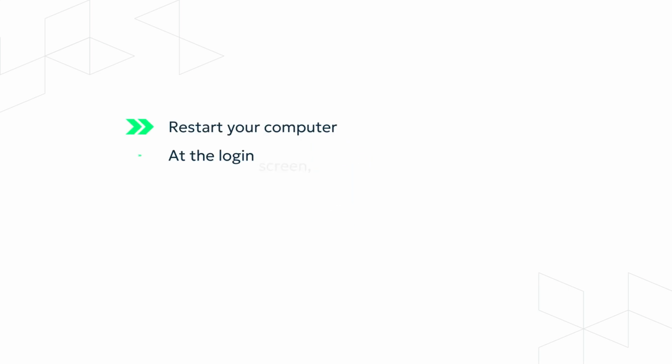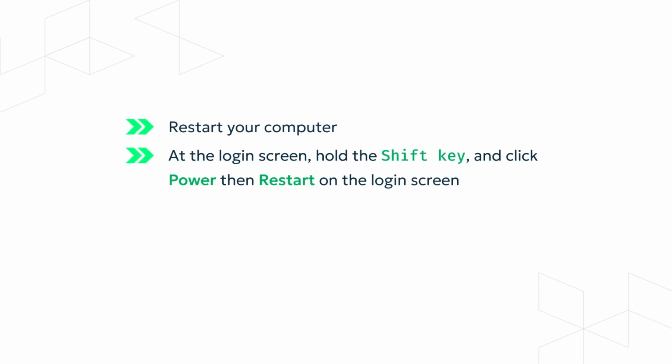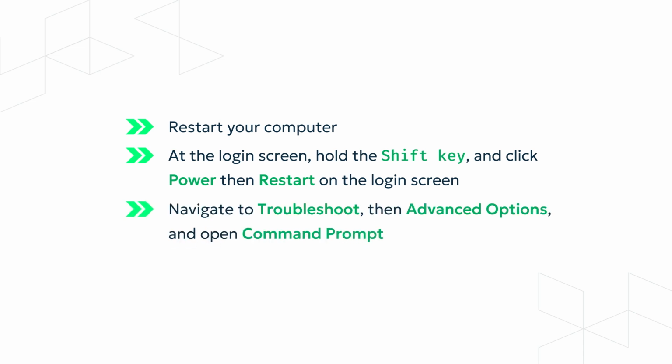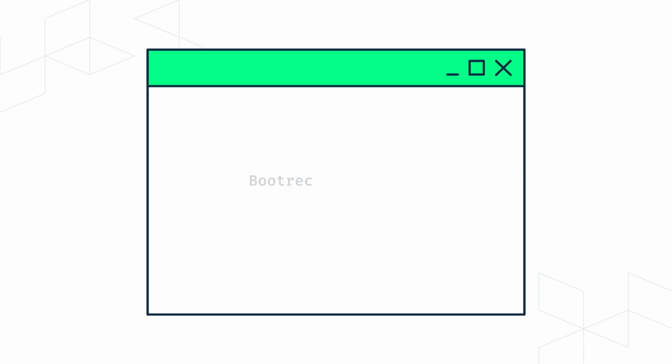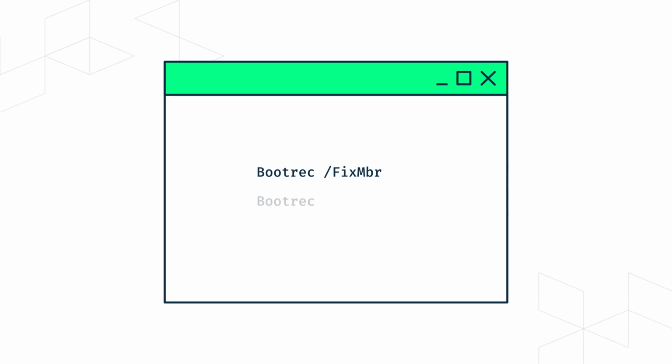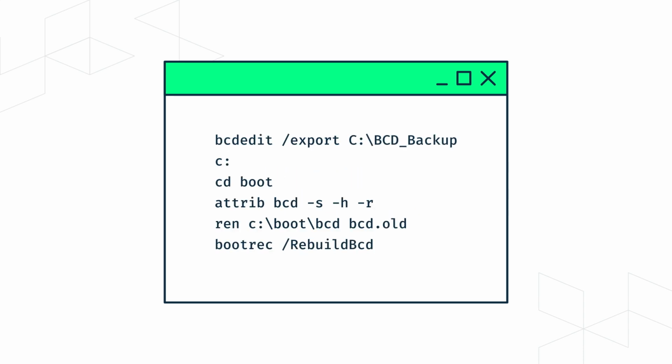Rebuilding boot configuration data. Rebuilding the boot configuration data, BCD, can resolve errors related to a missing or corrupted Winload.efi file. To start, restart your computer. At the login screen, hold the Shift key and click Power, then Restart. Navigate to Troubleshoot, then Advanced Options, and open Command Prompt. From there, run the commands on screen. If the final command fails, enter this command and wait for Command Prompt to finish before restarting your device.